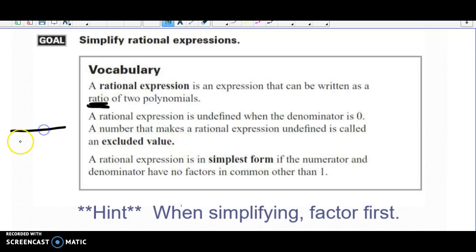So if my denominator is x minus 3, then an x value of 3 would make the denominator have a value of 0, so that would be an excluded value. And we say that a rational expression is in simplest form if the numerator and denominator have no factors in common other than 1.